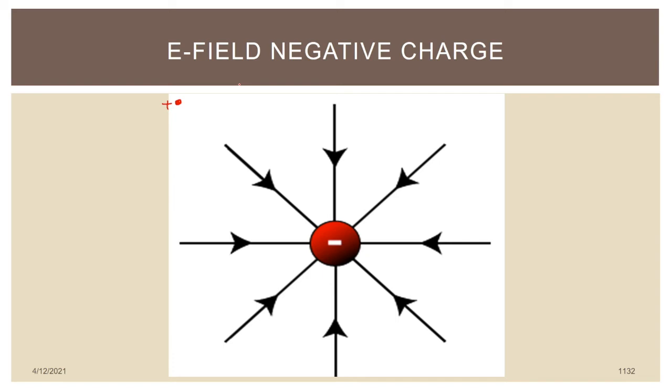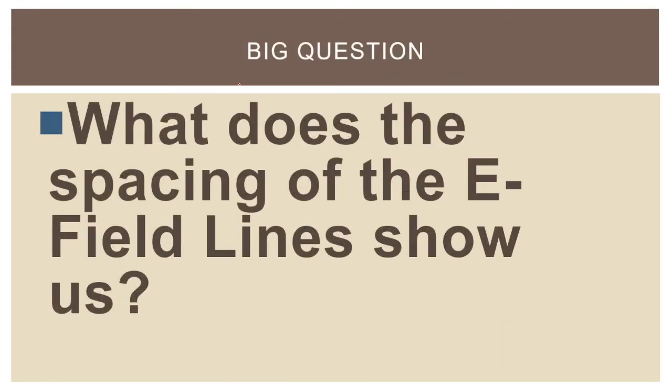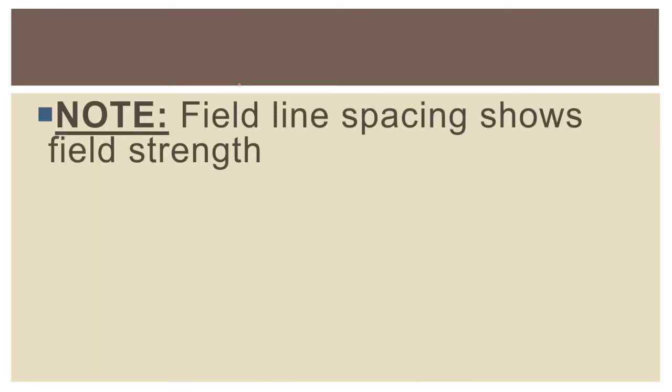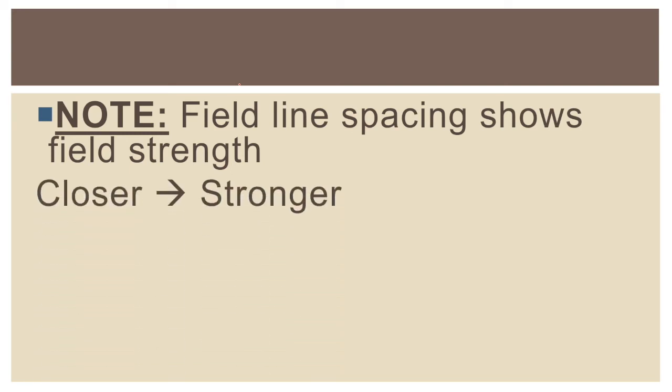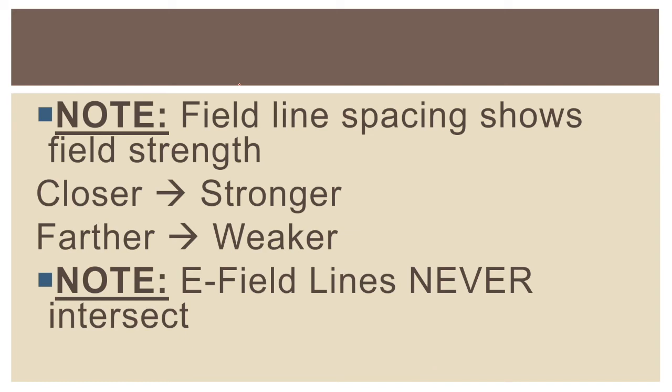I think the answer is pretty intuitive. When you get farther and farther away from an electrically charged particle, the electric field gets weaker. And so the electric field line spacing shows you the field strength. The closer the lines are together, the stronger the field is. The farther apart the lines are, the weaker the field is. And as a result, E-field lines never intersect.